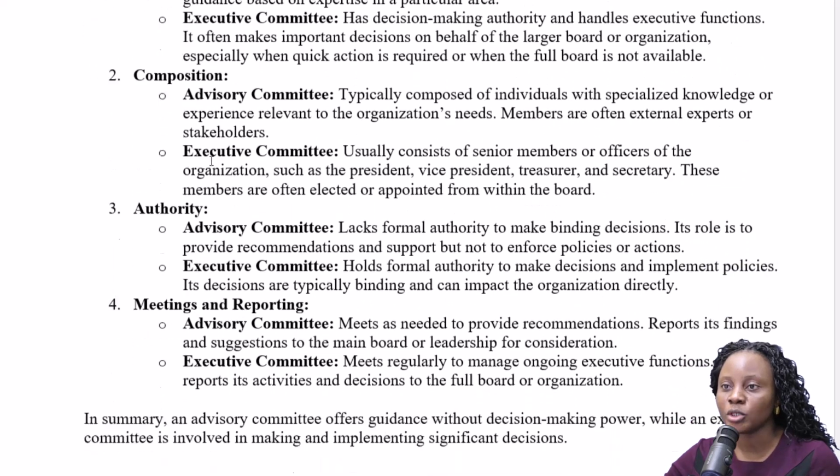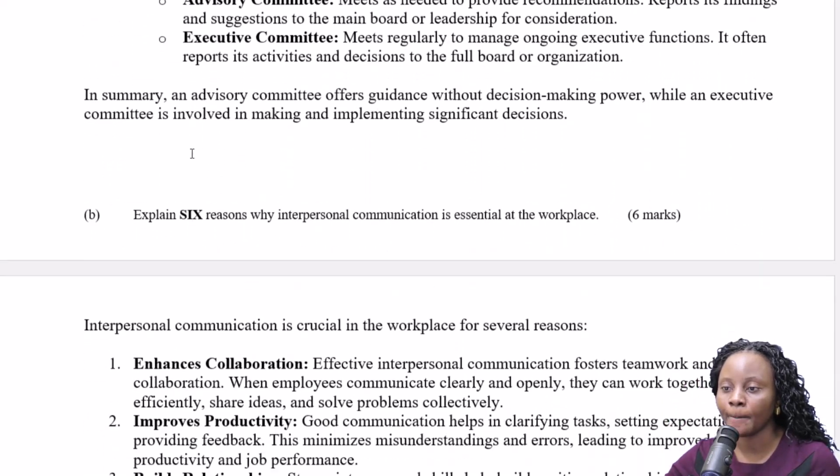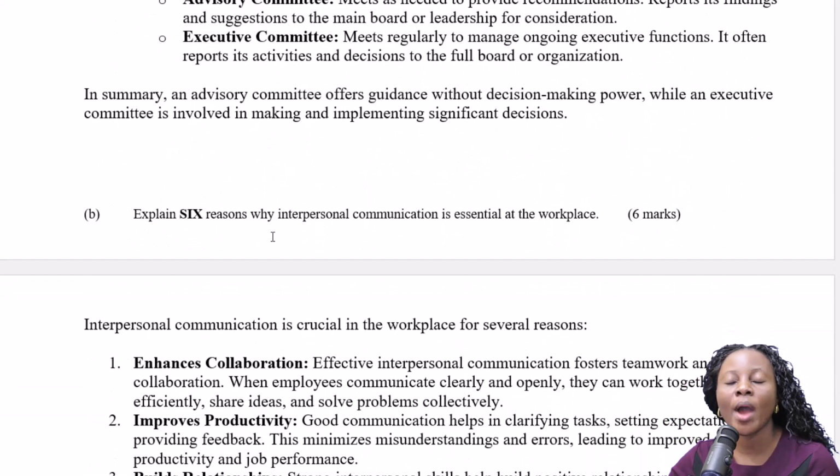We have question 1B. Explain six reasons why interpersonal communication is essential at the workplace. Interpersonal communication is the ability to communicate well with others, between two people or between more than one person. So what are the reasons? Why is interpersonal communication important in a workplace?